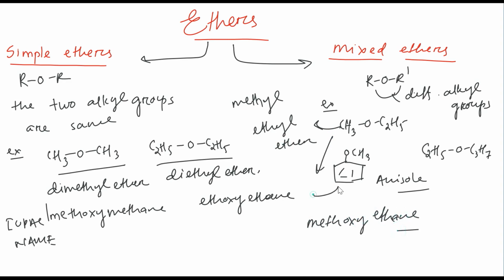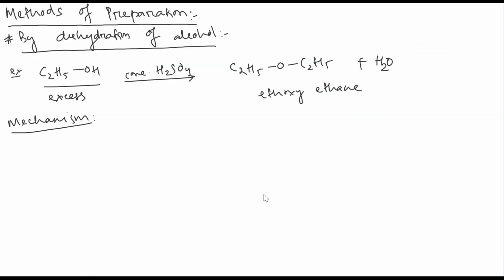For this the IUPAC name will be, sorry, not phenoxymethane, the IUPAC name will be methoxybenzene. Methoxybenzene. These are some of the ethers. In the next slide, we will see the methods of preparation of ethers.